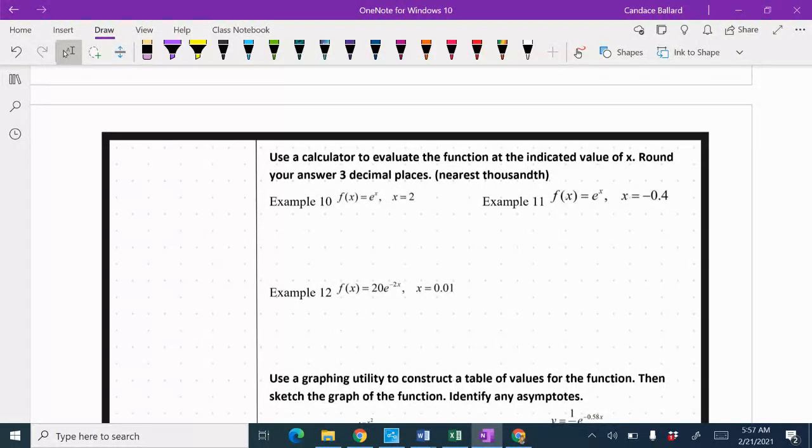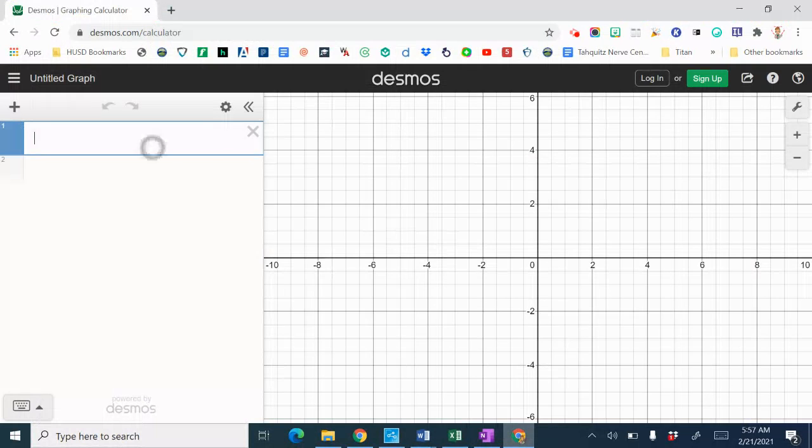So we're going to use our calculator to evaluate the function at the indicated value of x, and we're going to round to 3 decimal places, to the nearest thousandth. So I'm going to plug in the 2. So I want f of 2 equals e to the second. So I'm actually going to put that in my calculator.